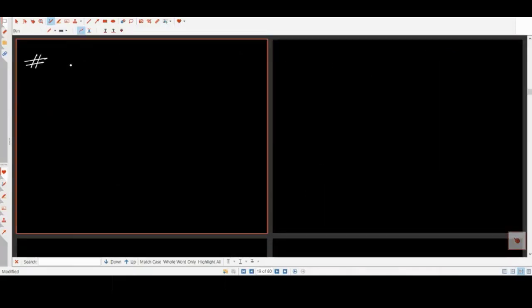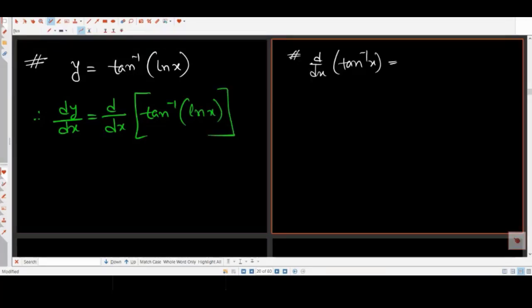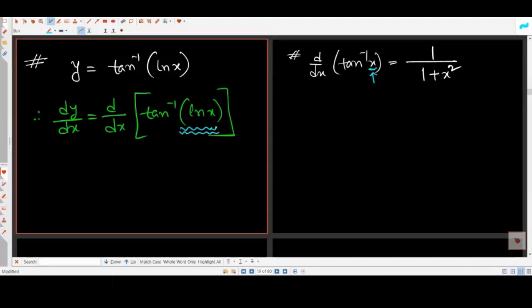So let us consider another problem. y equals inverse tan of natural log of x. From here we need to find dy/dx. That means we are going to differentiate the function inverse tan of natural log of x. We know that the formula for the derivative of inverse tangent of x is 1 over 1 plus x squared. In the main formula we just have x, but here in the position of x we have natural log of x. So we can think about the whole quantity as x.